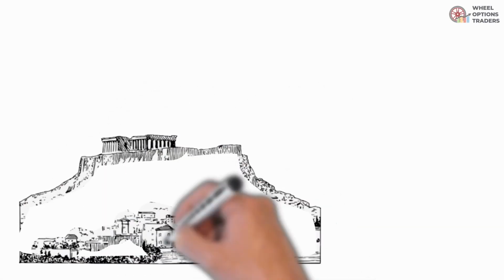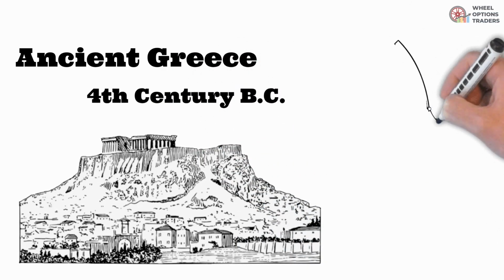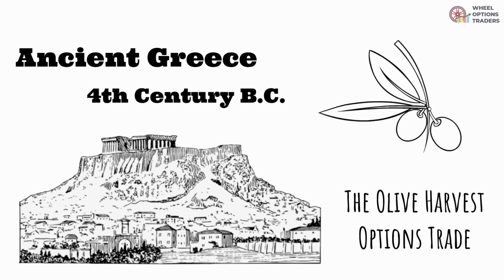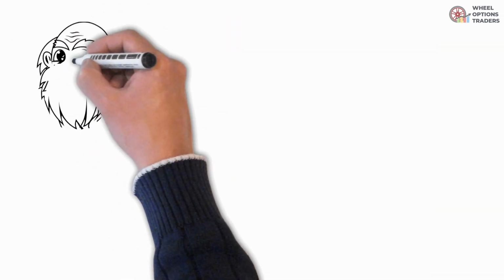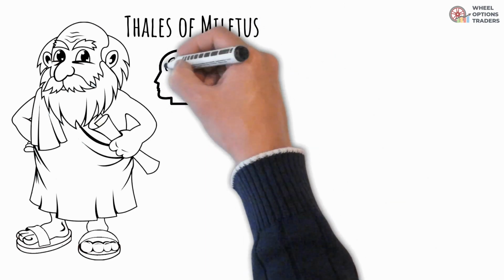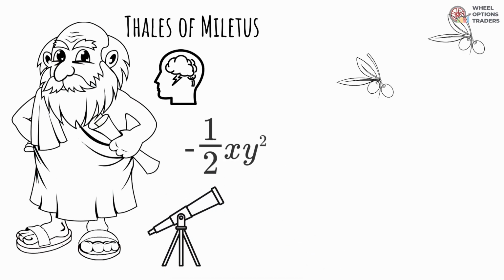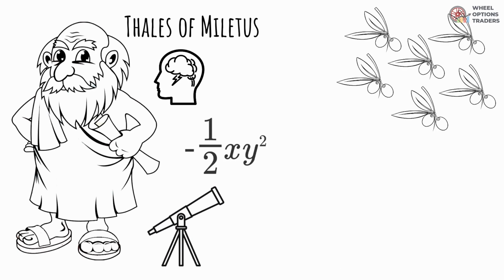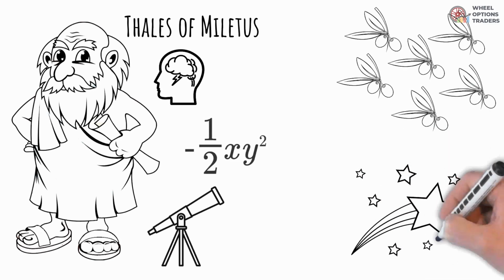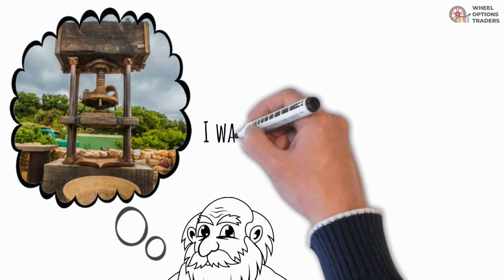So, the first known use of options was in ancient Greece, around the 4th century BC, and they were used to speculate on the olive harvest. There was a well-known academic at the time called Thales of Miletus, and he was a philosopher, mathematician, and astronomer. He managed to predict that there would be a huge olive harvest in his region just by studying the stars.